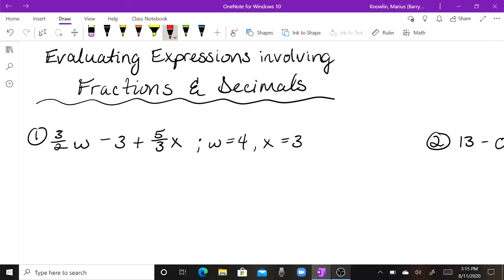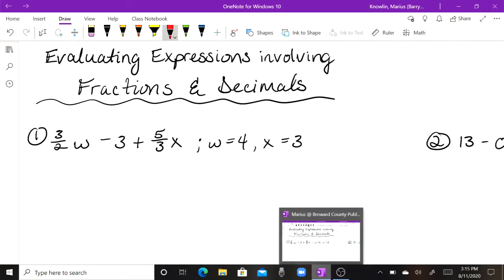This lesson will be about evaluating expressions that involve fractions and decimals. So once again, remember, when we evaluate, we're simply just substituting a number in a variable. Okay? So we're just going to replace a variable or a letter with the number. Let's go ahead and take a look at number 1.